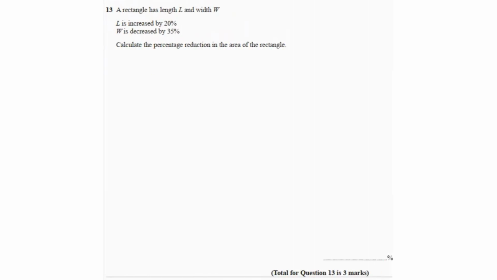Then it says a rectangle has length L and width W. L is increased by 20%. W is decreased by 35%. We need to calculate the percentage reduction in the area of the rectangle. So the area initially is your length times width, so this is going to be LW. Now, if L is increased by 20%, the new one is 120 over 100 of L. And if W is decreased by 35%, that's going to be 65% of W.